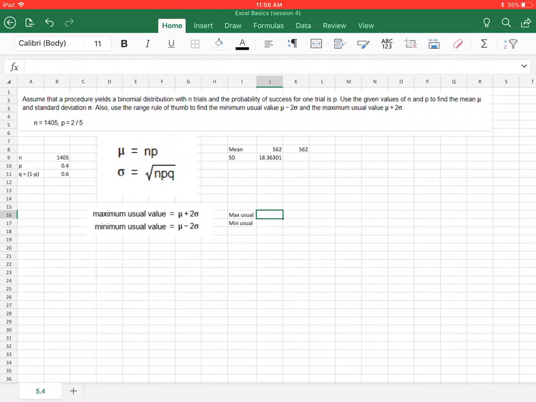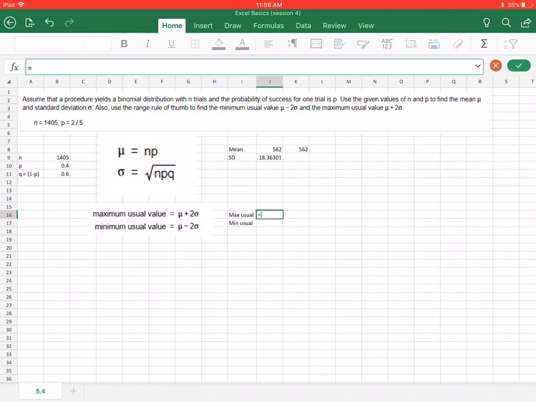So the next part is to use the range rule of thumb. So the range rule of thumb says to find the standard deviation by finding the range and dividing it by 4. In this case, we're given the standard deviation, so we're just going to use the standard deviation. So the formula is mu plus 2 times theta. So the mean plus 2 times the standard deviation.